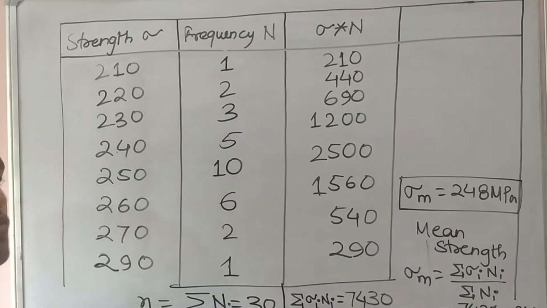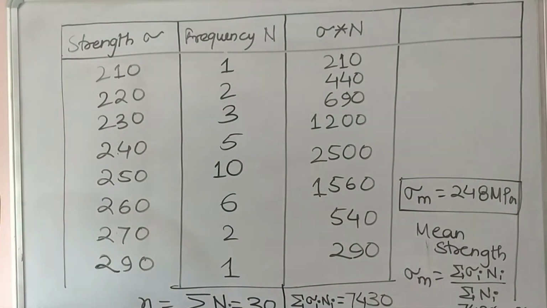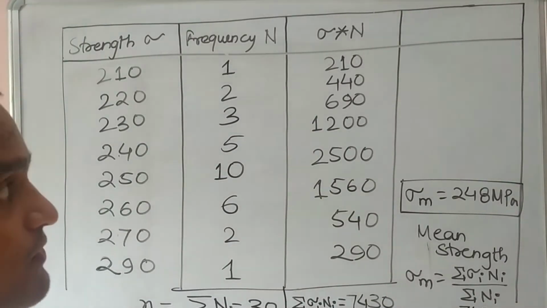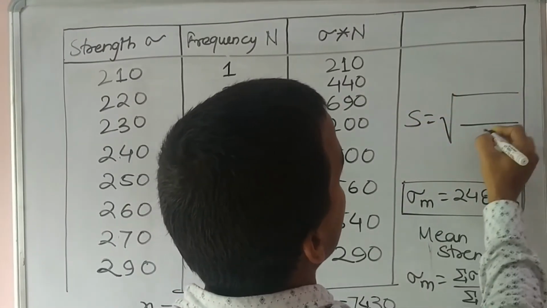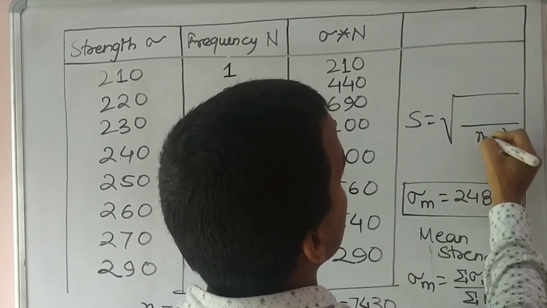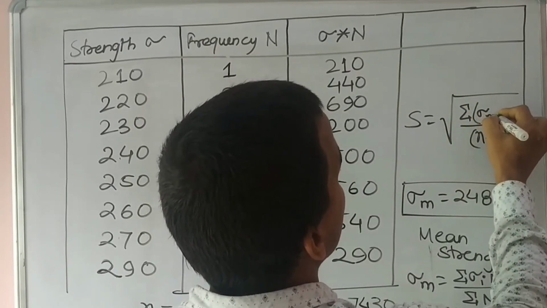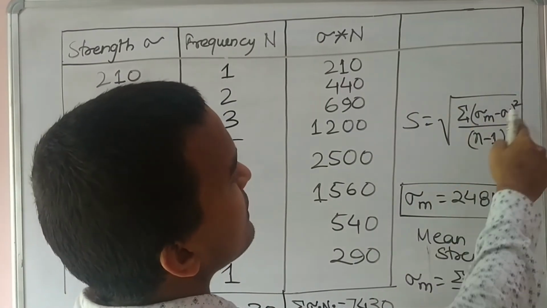But our goal is not to calculate mean strength, we have to calculate characteristic strength. So we know that characteristic strength is always less than the mean strength value, and for that we have to calculate the standard deviation value S, and S is equal to root under, in denominator we write N minus 1, and summation of sigma mean minus sigma I whole square. So let us do this part in the next column.